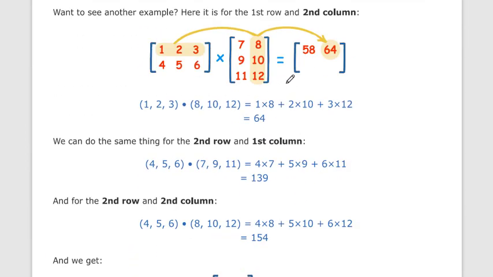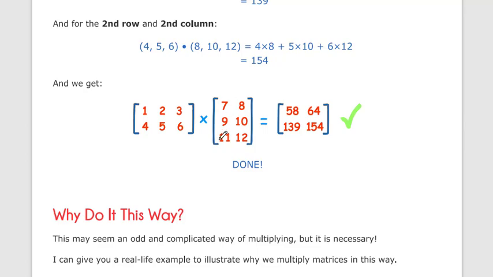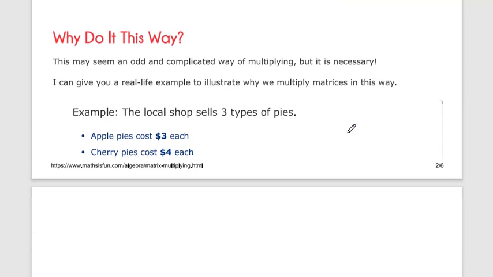Okay, so first row second column 364, then second row first column. Okay, so we will get this as an answer.